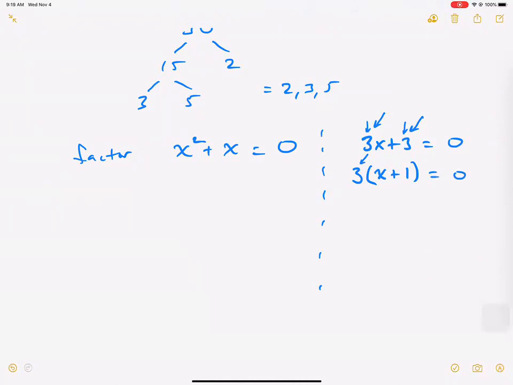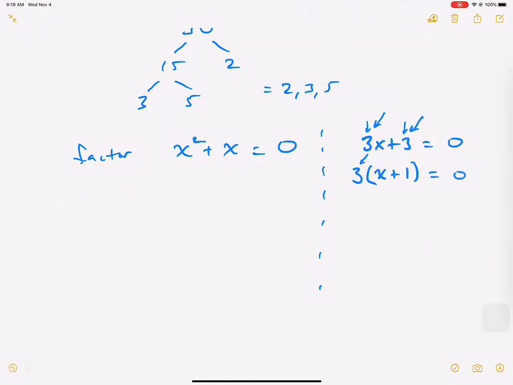Now, I want to make sure that you understand that this is exactly the same statement, except I pulled out a 3. I undid the 3, meaning isn't 3 times x 3x and 3 times 1 3? So this is exactly the same statement, except I wrote the 3 in front.